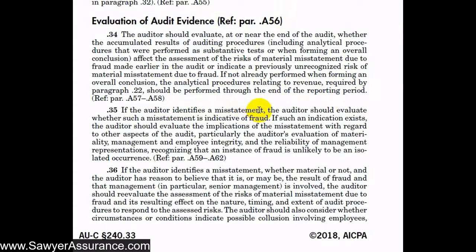And also, if we identify a misstatement during our audit, we should consider whether that misstatement might be indicative of fraud. And if we do think that that misstatement was due to fraud, we also need to think about other areas in the audit that it might be related to. For instance, if management and employee integrity is now flawed, since we've found this fraud somewhere else, we might consider other places where the management's and employee integrity being low might cause fraud or misstatements in other areas of the financial statements. Because these pervasive characteristics would mean that it's likely not an isolated occurrence.